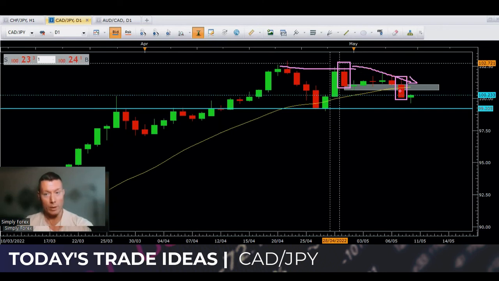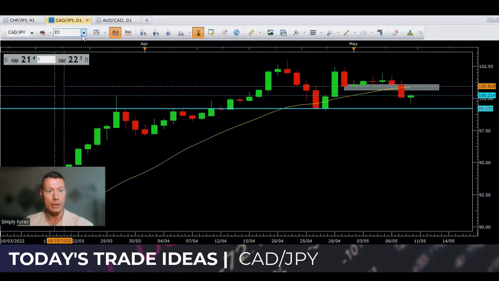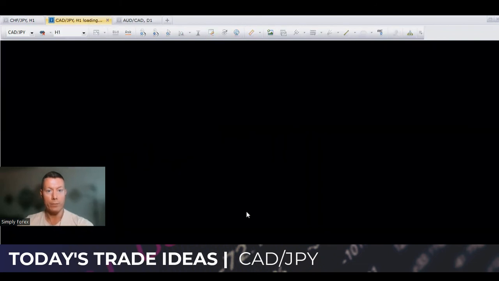It is quite aggressive, guys, but this candle forming yesterday gives me the confidence to take price at least back down to this low. And that's all we're looking to do. So we are shorting Canadian dollar against the Japanese yen. Let's look at H1 for execution.